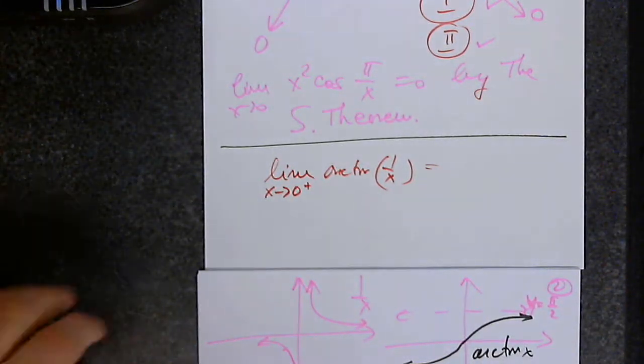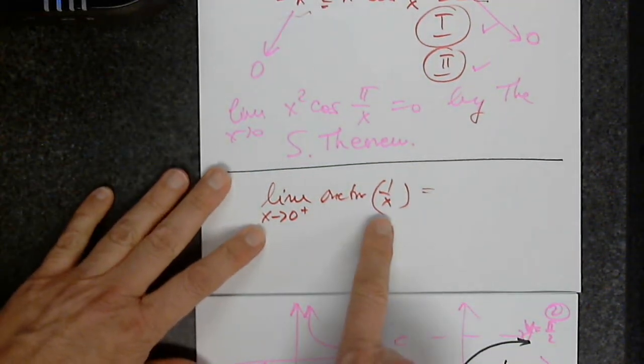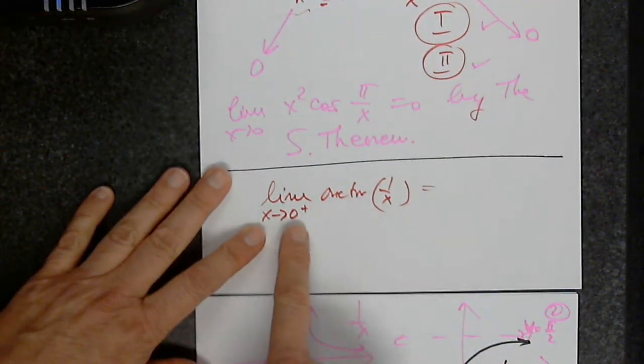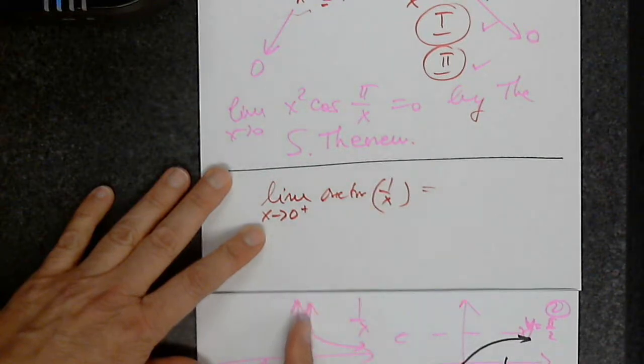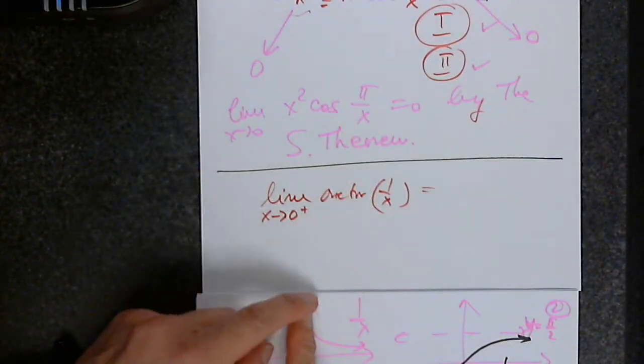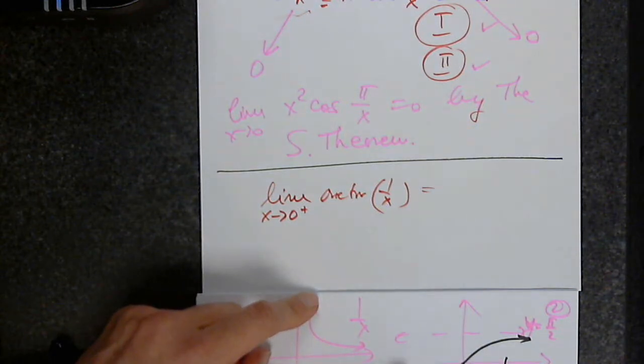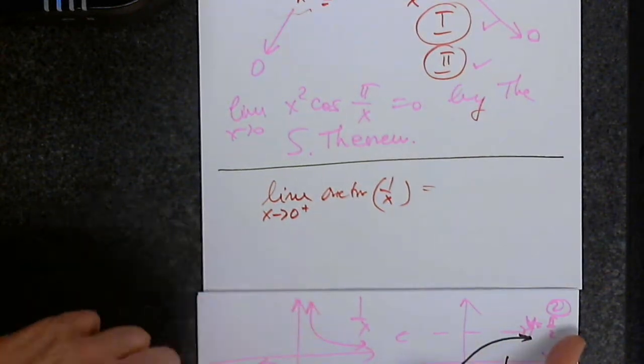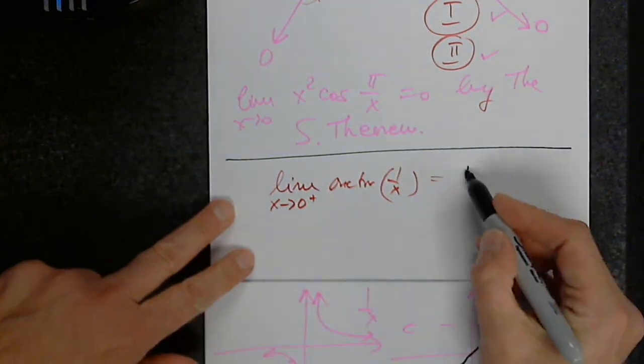So the first thing I have to do is look at the inner function. When x approaches 0 from the right, the inner function approaches infinity. Then I apply arctangent to infinity. So when x approaches infinity, arctangent approaches pi over 2. So the answer is pi over 2.